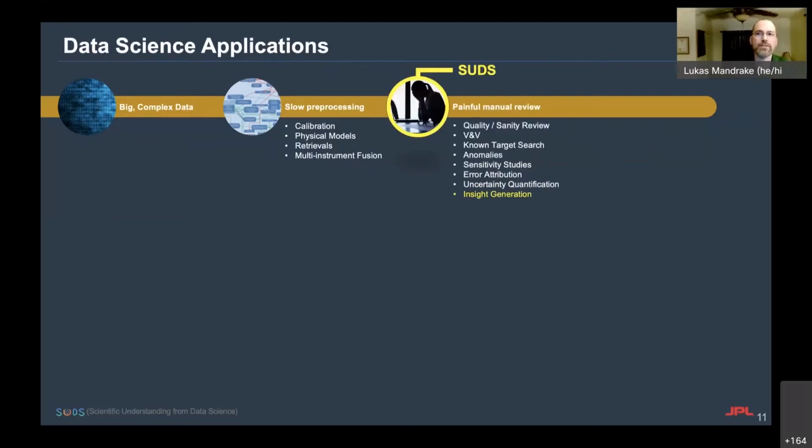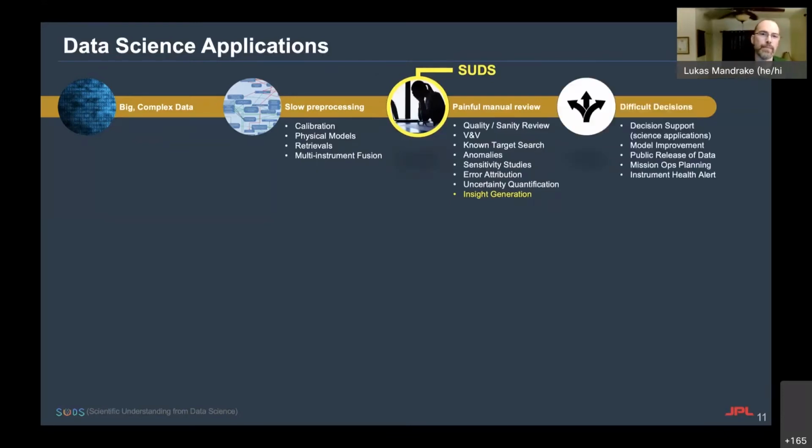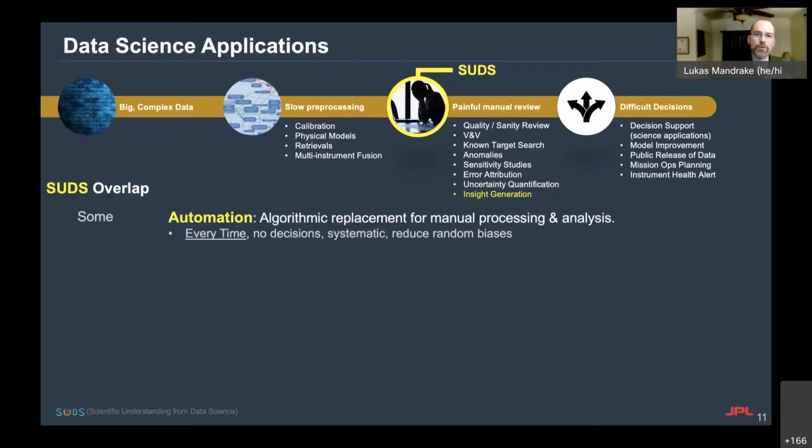Once the processed data is in the hands of the physical scientist, the main thrust of SUDS begins. A variety of manual, often painful to repeat processes commence. The goal is insight generation. Directly helping the physical scientist achieve this goal is the heart of the SUDS endeavor. Beyond this, analysis results may have downstream decisional impact, such as research decisions to alter and improve physical models, mission decisions, like whether a data version is ready for public release, mission ops planning decisions, or even further to societal decisions and policymaking. Let's call out 4 application areas as they relate to SUDS.